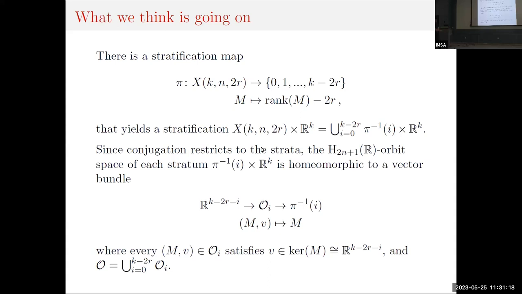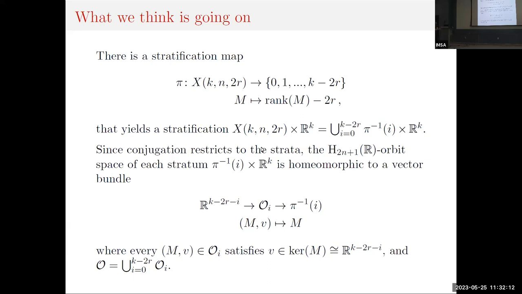So I have these strata at the level of almost commuting elements. And when I take this H2n+1 orbit, the orbit of the generalized Heisenberg group with respect to conjugation, I have this, remember, pair of elements where the vector is in the kernel of M. And this is the first thing I'd like to claim, that this is actually a vector bundle. And if you look here now, the fiber depends on the strata, right? So this I here corresponds to this rank over here. And now the rank of all these fibers is decreasing. But again, I get the stratification now of this O space that I described before.